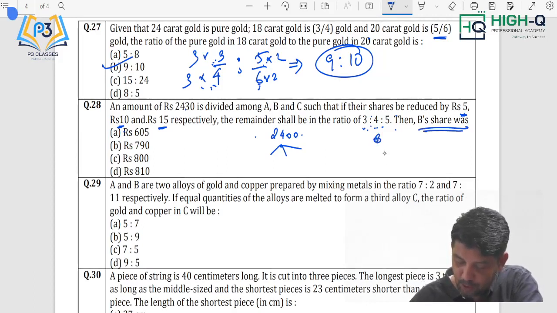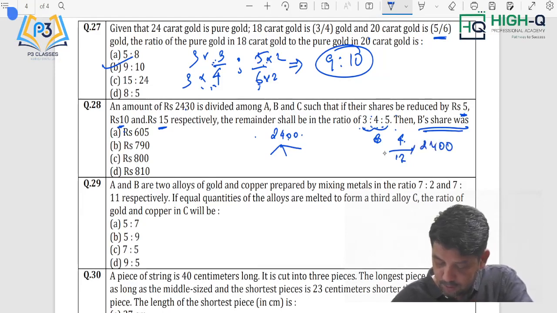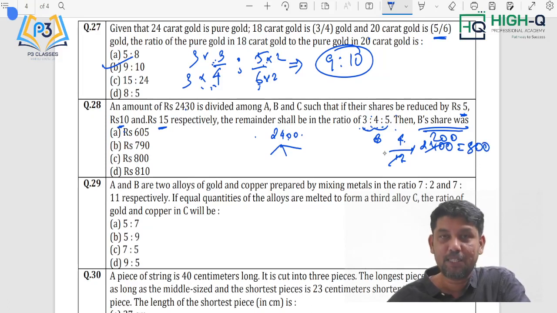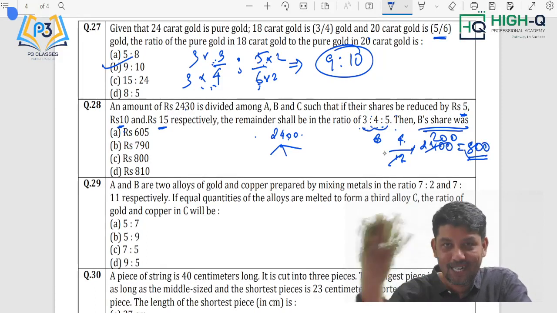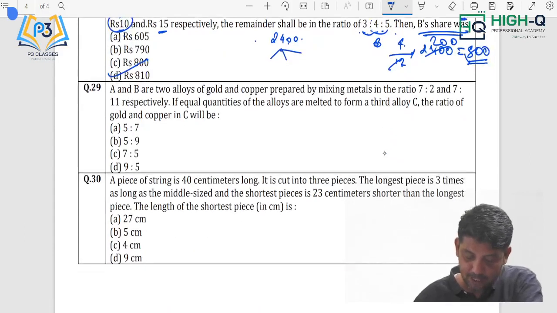So B's share is what? 4 by total, 3 plus 4 plus 5, 12. If I have got 12 rupees, B will get 4 rupees. But I have got 2400 rupees. So, 800 rupees. Wow. Sir, can I mark option as 800? No, it is wrong. Actually, after reduction of 10 rupees only, I am getting 800 rupees. So I have to add the 10 rupees here. Look at this. 10 rupees to be added. My answer is 810.